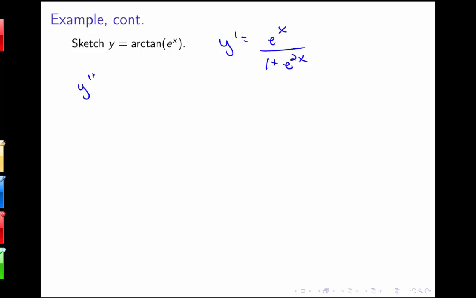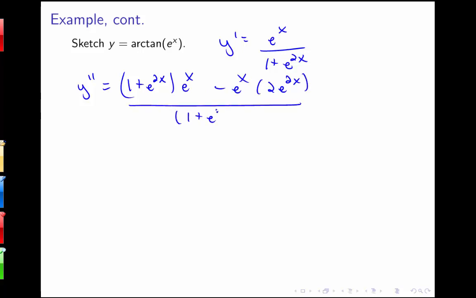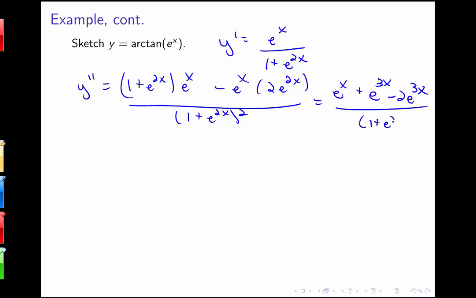So our second derivative is going to involve using the quotient rule. So we're going to have our bottom function here times the derivative of the top function minus the top function times the derivative of the bottom function all over that bottom function squared. So this simplifies a little bit. So we've got e to the x plus e to the 3x minus 2e to the 3x all over 1 plus e to the 2x squared, which gives us e to the x minus e to the 3x all over 1 plus e to the 2x squared.